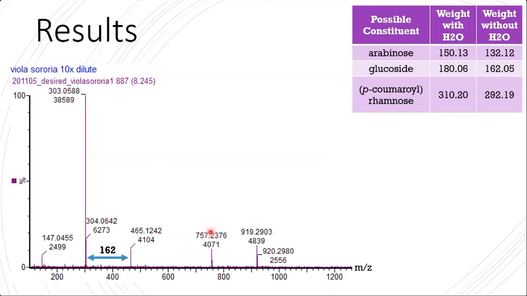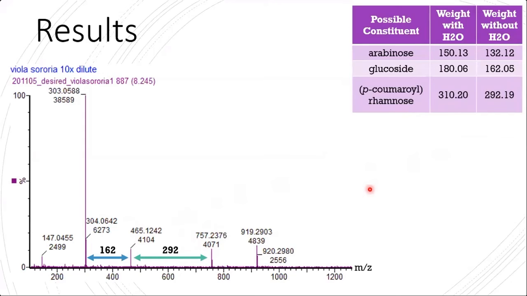Now it's 757. We will now subtract this 465. That will give us a shift of 292. So this will determine what our next constituent is. We go back to our table, weights without water, go to 292, and here we go. It's a P coumaroyal rhamnose.